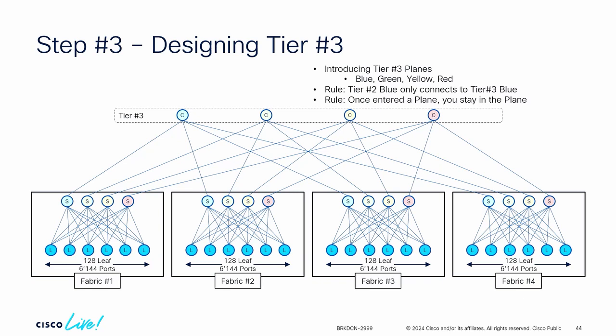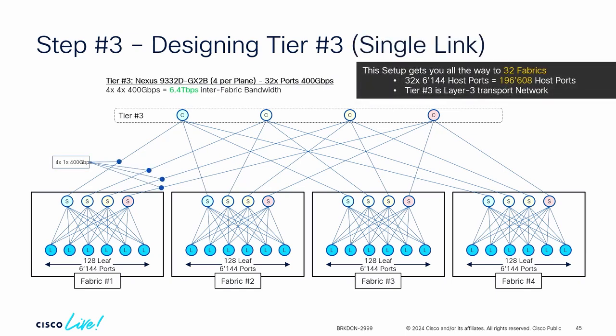The second value is that I control better the amount of bandwidth, the oversubscription that I build between the blocks. So in this example, I use 400 gig links, because if you do the math, that's what I need to have a one-to-one oversubscription between the bottom and the top. So I could say I use a 400 gig port to connect each spine to the core.